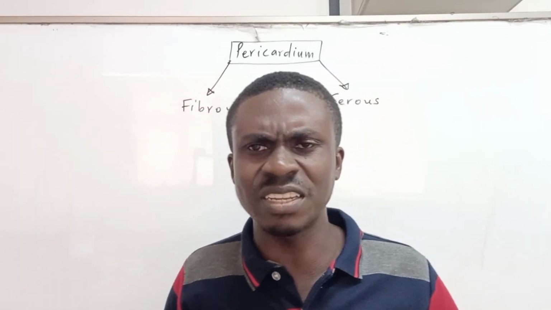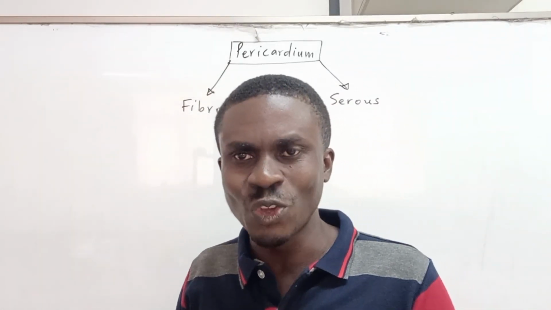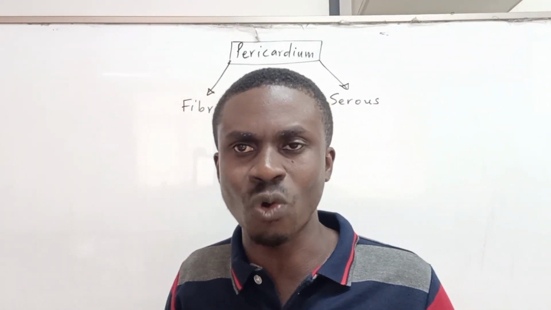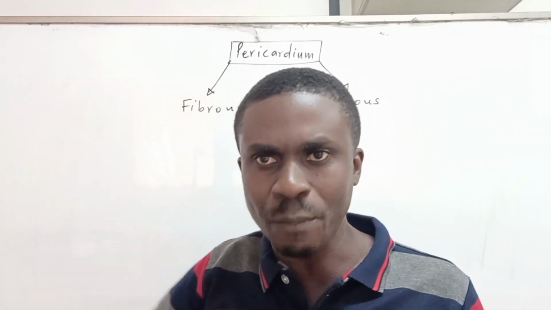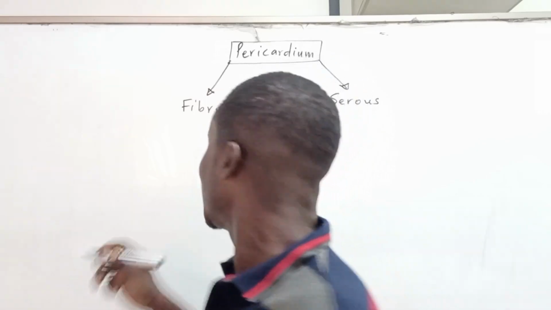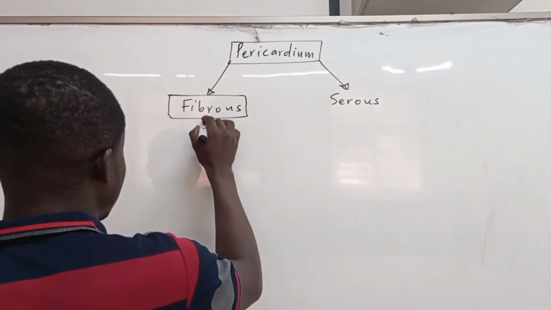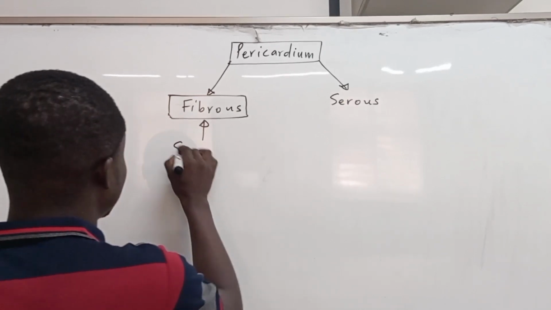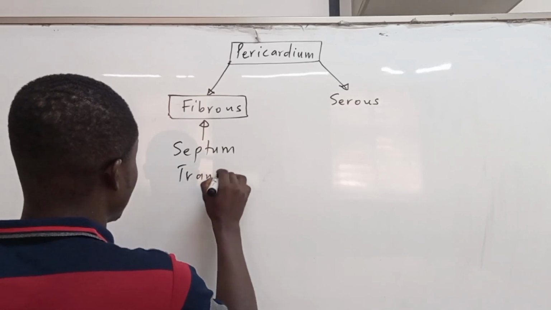And you know something about the central tendon of the diaphragm, that its central tendon will originate from something we call septum transversum. So the same way, this fibrous pericardium, its embryonic origin, and I want you to know that, just by way of some simple revision, will be coming from something we call septum transversum.